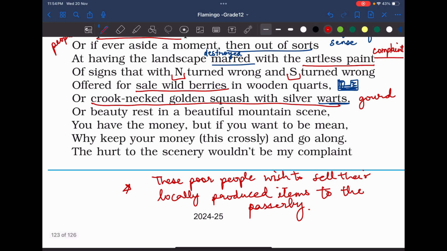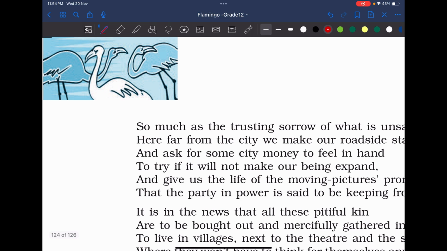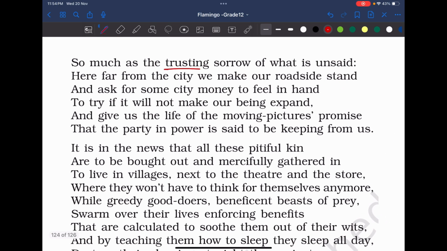So the poet says that for me this is not a hurt to the scenery. It is not a complaint for me, but for him it is so much as the trusting sorrow of what is unsaid. Here, far from the city, we make a roadside stand and ask for some city money to feel in hand, to try if it will not make our beings expand and give us the life of the moving pictures' promise, and the party in power is said to be keeping away from us.